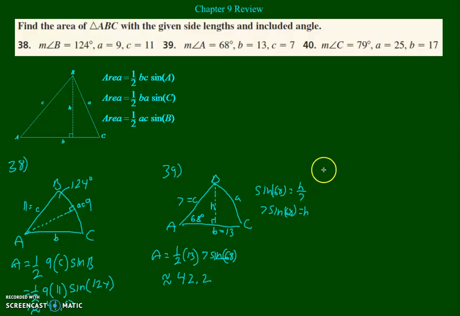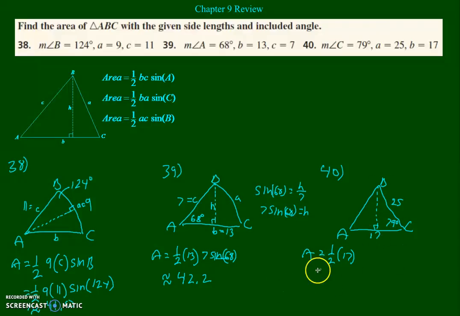All right, now let's do 40. And we have another triangle that we're going to draw here, same labels. And they give us C is 79 degrees, A is 25, and B is 17. So our area is going to be equal to 1/2. This is going to be our base. Again, this is going to be our height. 1/2 base, 17, times the height.